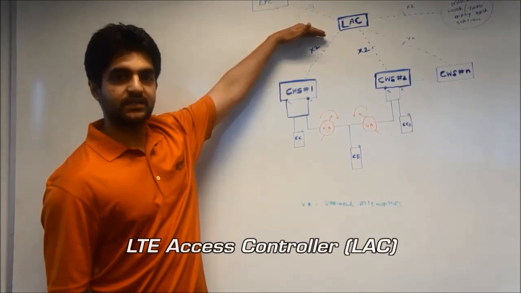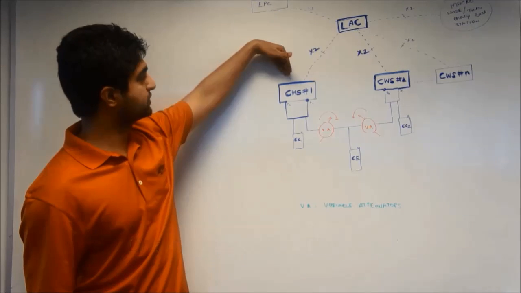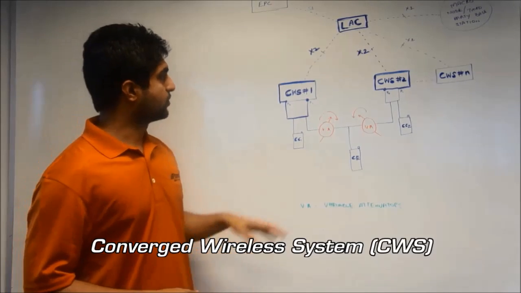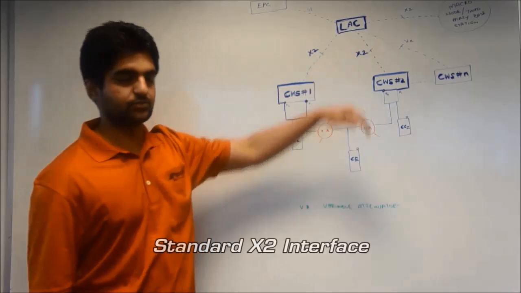We have a LAC, that is our LTE Access Controller, which has X2 connections to our CWSs, that is our Converged Wireless System, acting as a base station. And this LAC can connect to N number of CWS on the standard X2 interface.